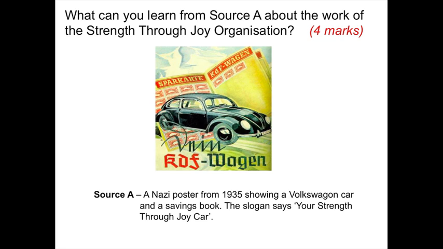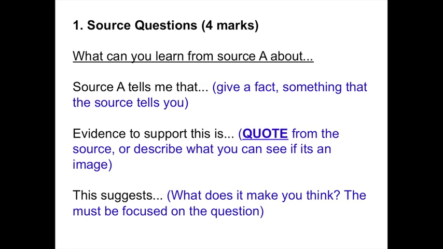Let's have a look at the copy of the guidance you have stuck on the inside of your exercise book for answering exam questions. 4-mark questions. You can expect the question to be worded something along the lines of, what can you learn from source A about? You should structure your answer by saying, source A tells me that. Give a fact, something you can see in the source. Evidence to support this is, take a quote from the source, or in this instance, describe what you can see in the image. This suggests, or from this I can infer. What does that make you think? Make sure your inference is focused on the question. So in this case, what can you learn about the work of the KDF?